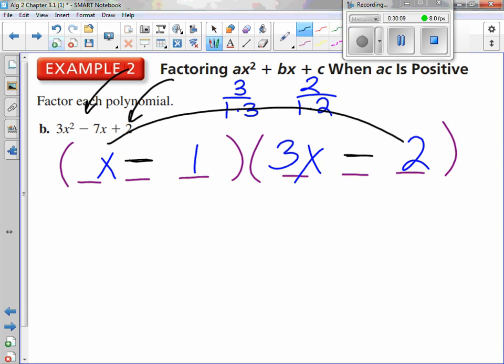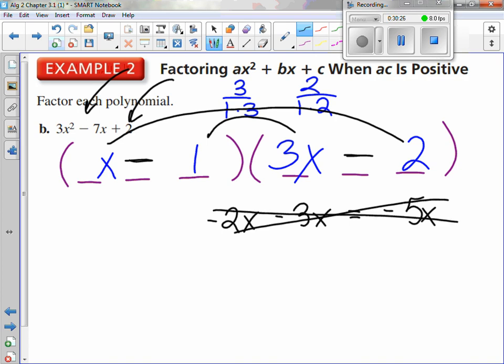X times negative 2x. Negative 1 times 3x, which is negative 5x. Is that what we wanted? Okay, what do we want to switch? No. Because for this setup, switching 3 and 1, the 3x and 1x, would be the same as switching 1 and 2. So we just need to switch one of them.